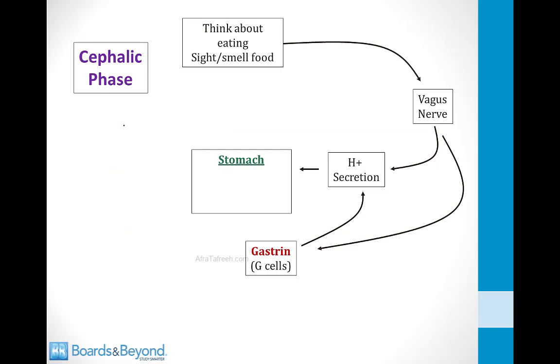I'll finish this module by talking about the 3 phases of digestion and how the different hormones we've discussed play a role. The first digestive phase is called the cephalic phase. This is when you are thinking about eating, maybe you see food or you smell food.